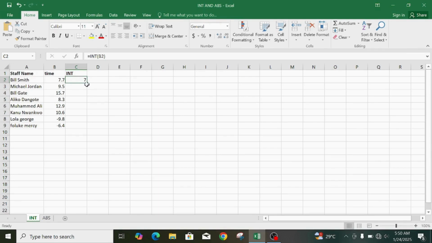So let's make an assumption that this is the time that each of these staff work during the day. If you want to calculate the approximate number of hours they work, that will be this. Irrespective of it being 7.7, it's rounding down to the nearest integer. That's why we're having 7 here.